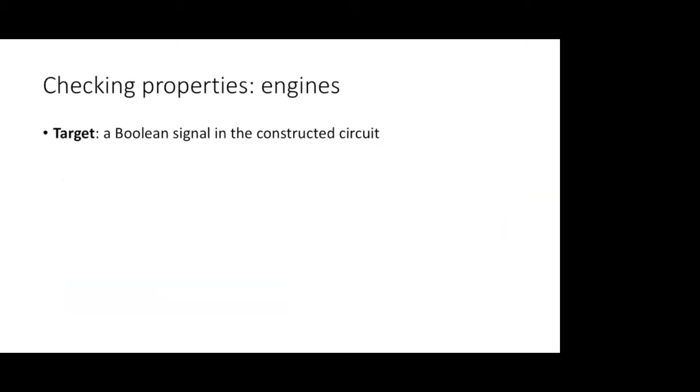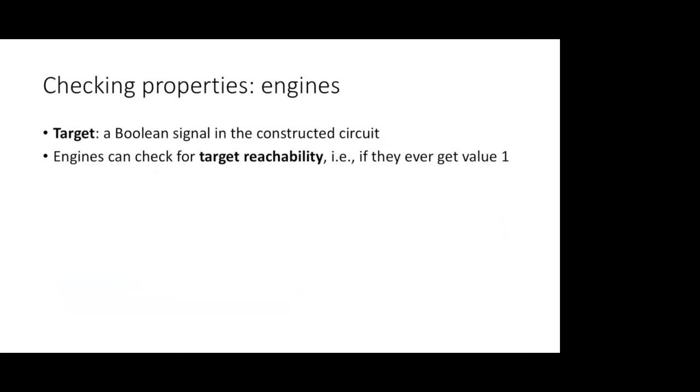So once you are confident with your design, you would like to write and check properties. Properties in Intrepid are called targets. A target is essentially a Boolean signal in the constructed circuit. And with the engines, you can check for a target reachability. So you can check whether a target ever gets value 1. The engines that Intrepid provides are multi-target. It means that you can feed the engine with n targets at a time.